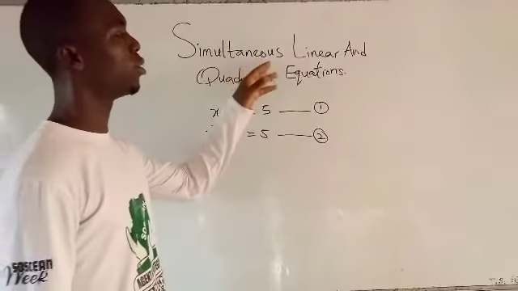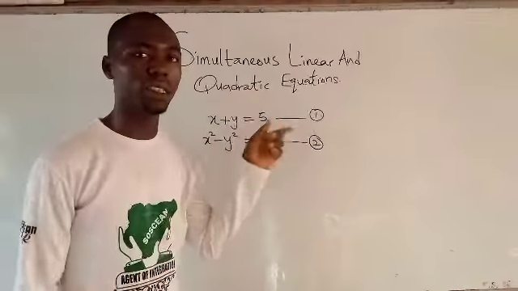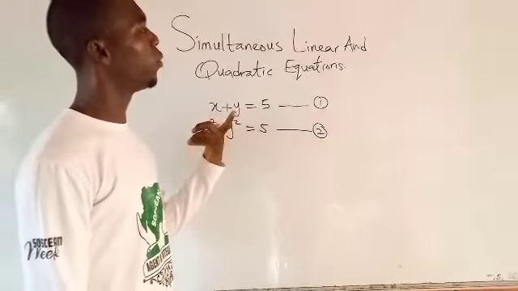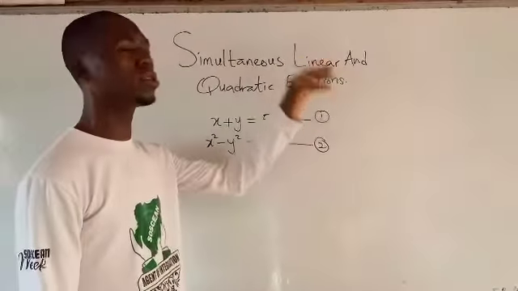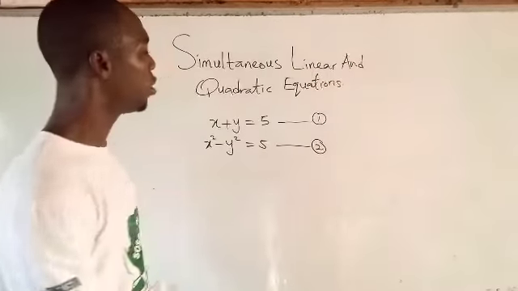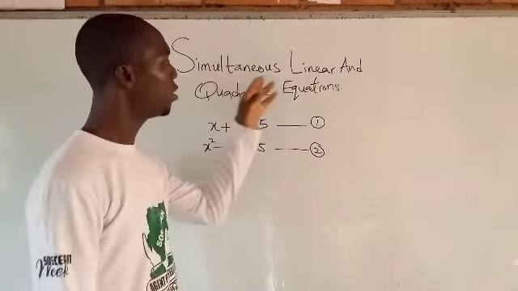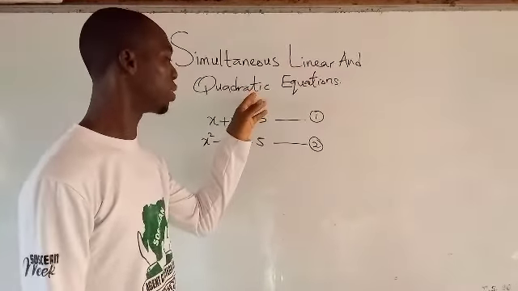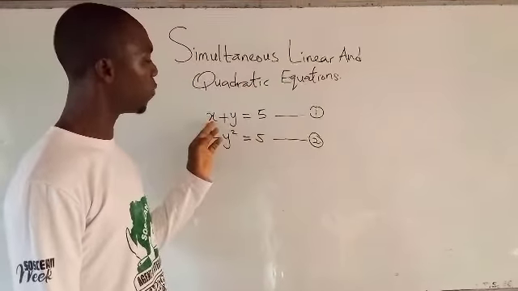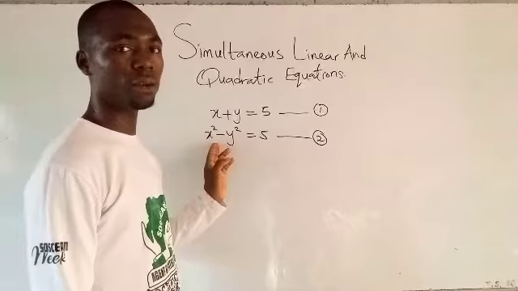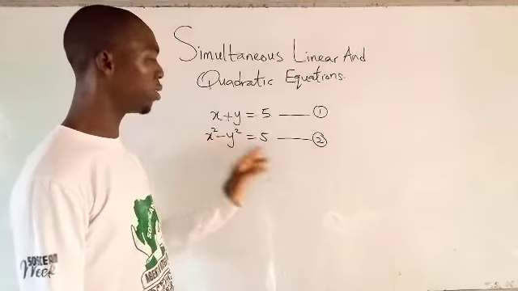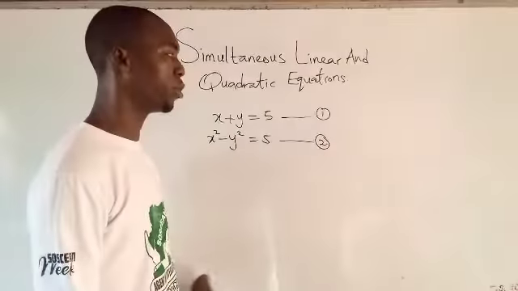This is simultaneous linear and quadratic equations. Earlier on, we have talked about quadratic equations, and then we have also talked about simultaneous linear equations. So this one combines both linear and quadratic. As you can see here, the first equation is linear and the second one carries power 2. So this is the quadratic part of the simultaneous equations.